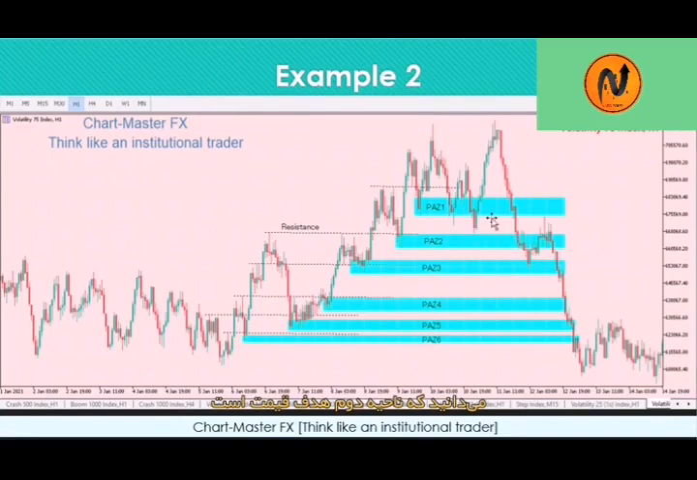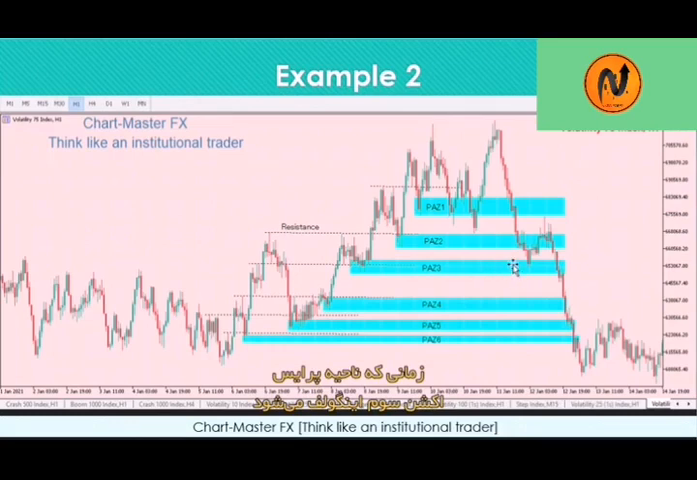It's the next target. So the price came and engulfed price action zone number 2, and it came and consumed price action zone number 3. But before engulfing price action zone number 3, it actually went up. It was held by price action zone 1, and the price dropped and finally engulfed price action zone number 3.